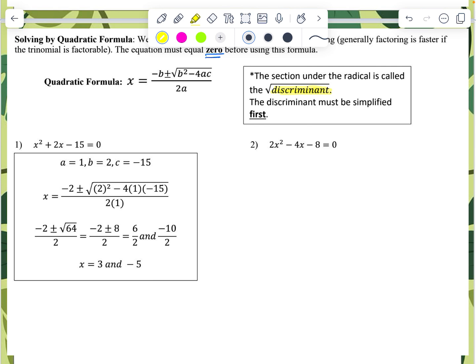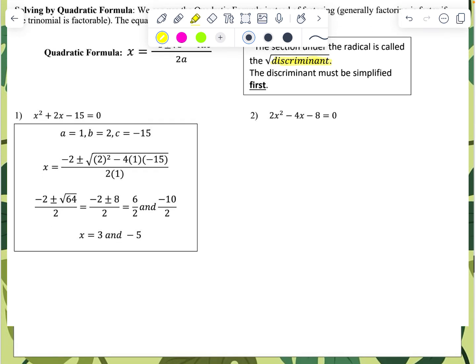So, the quadratic formula. I have a little song and I'd sing it for you in person, but I can't, so I'll sing it here. X equals the opposite of B plus or minus the square root of B squared minus 4AC all over 2A. That's how I memorized it, so yay.